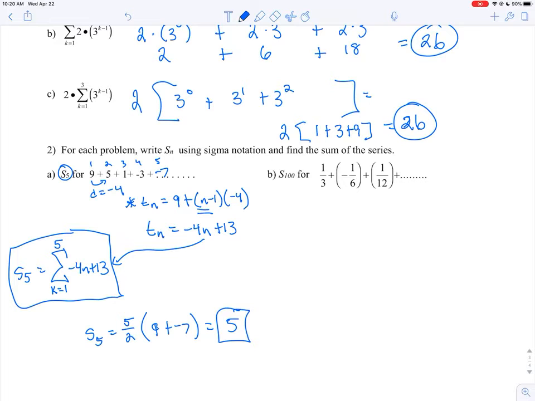All right. What I'd suggest is everyone try and do part B on your own. Let's see how you do with it. Obviously, the first step is figuring out whether it's arithmetic or geometric, but then challenge yourself, see how you do with rewriting it in sigma notation.